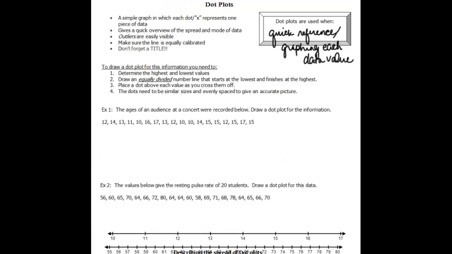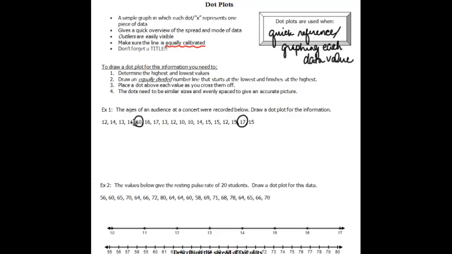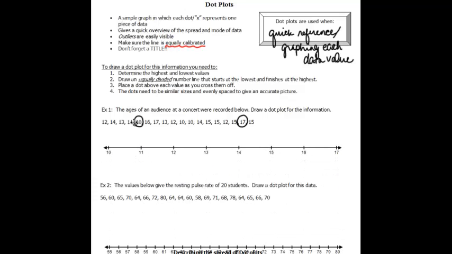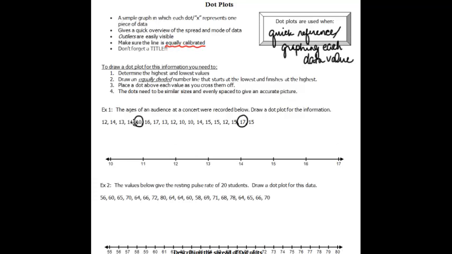So if we look at our data values here, the ages of audience members at a concert, if you look for your lowest value and your highest value, you will find the lowest value here is 10 and the highest value here is 17. You are going to need a ruler because you need to make sure about this equally calibrated part. You want to get a ruler and draw a line. On your line, you want to equally calibrate between 10 and 17. So whatever you need to do there, you can use centimeters, half centimeters, inches, half inches, and make a line similar to mine. And then all you're going to do is place dots above each value.